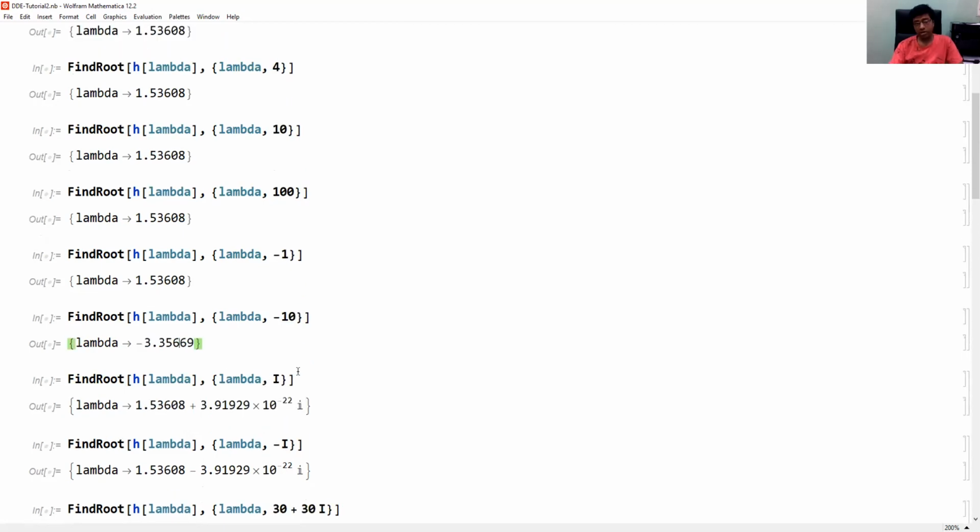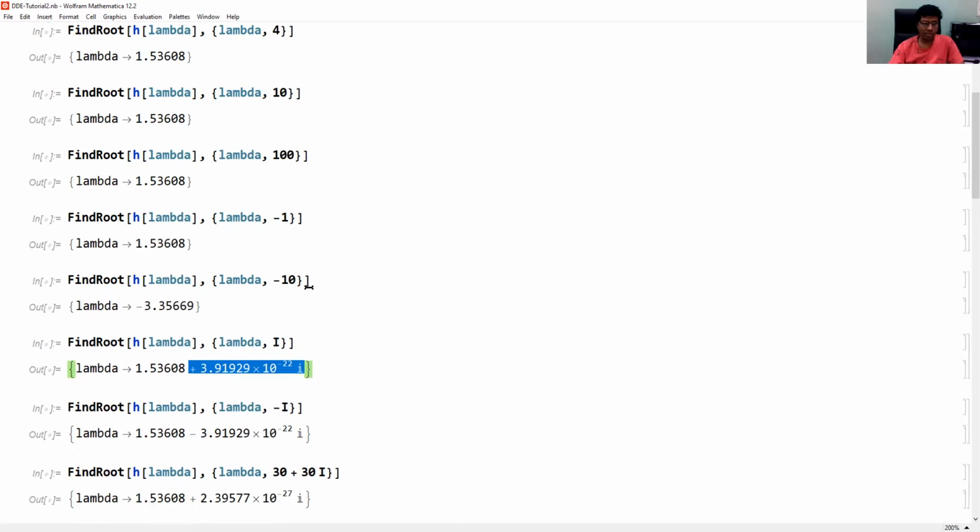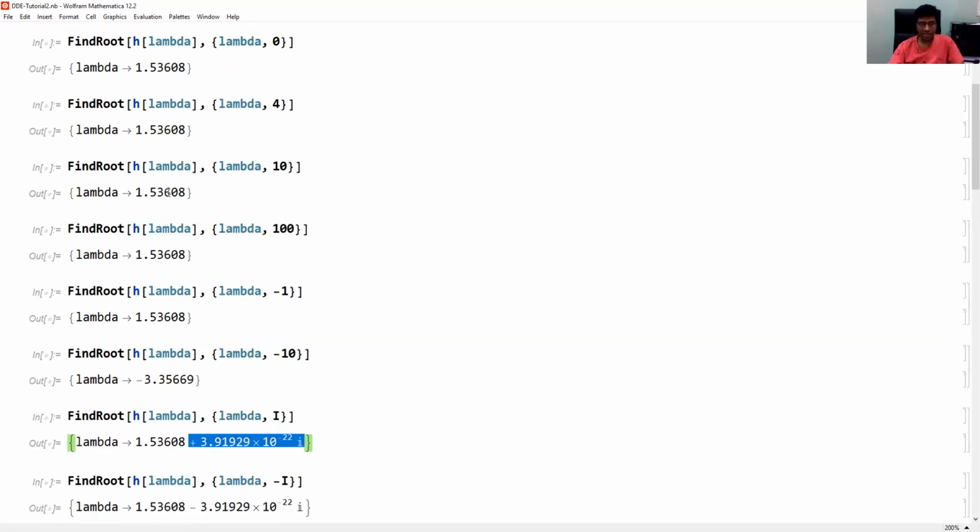Now we check for solutions in the complex plane. If we ask Mathematica to find a solution in the neighborhood of the complex number i, it provides 1.53608 plus 3.9 into 10 raised to -22 i. So this imaginary part is almost 0, and this solution is 1.53608, which is already there.